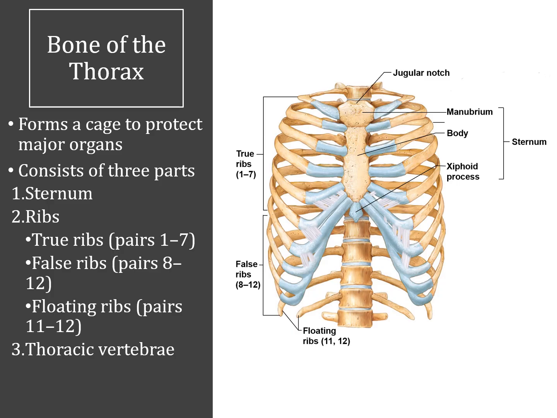We already know the jugular notch, which you can feel at your throat where the Adam's apple is. Right there is your jugular notch. You have the manubrium, the body. Underneath you have the xiphoid process. Then you have all of your ribs.